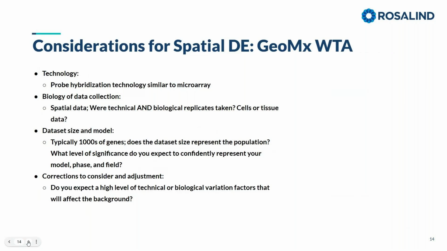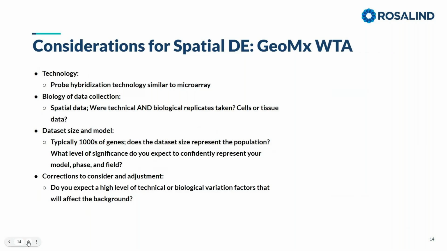Typically, after performing our second step, which is our AOI and gene removal, as well as normalizing your data, you'll feel pretty confident in thousands of genes, but this can vary, again, depending on your model. And then do you expect the data set size to represent the population that you're trying to mimic and model? And what level of significance do you expect to confidently represent this model, phase, and field?